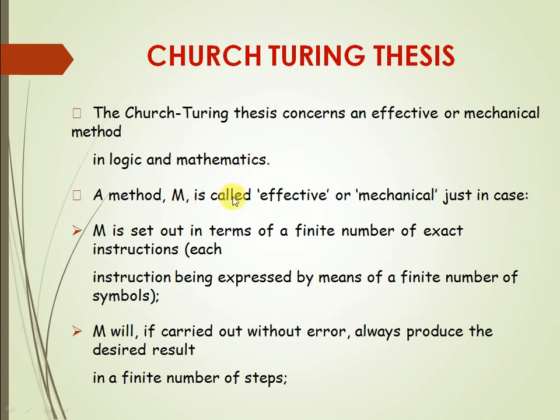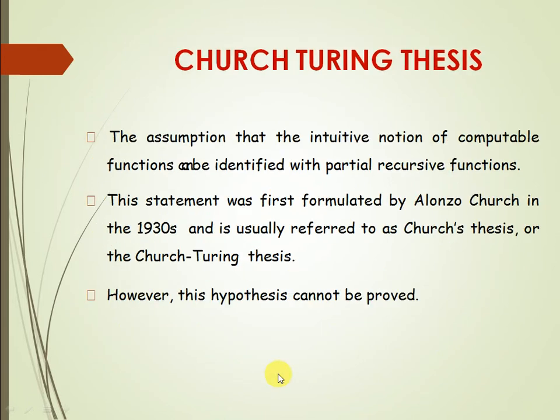A method M is effective or mechanical just in case M is set out in terms of a finite number of exact instructions. M will be carried out without errors and will produce a result in a finite number of steps. The assumption is that the intuitive notion of computable function can be identified with partial recursive functions. This statement was first formulated in the 1930s by Alonzo Church, therefore it is known as the Church-Turing thesis. This thesis cannot be proved.